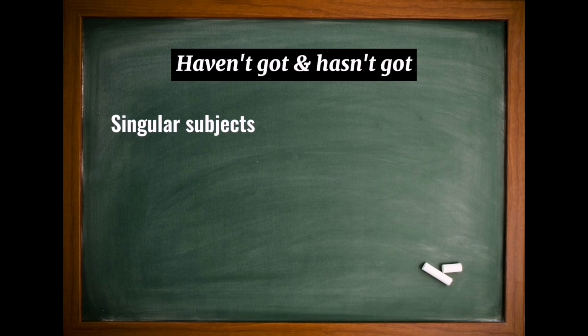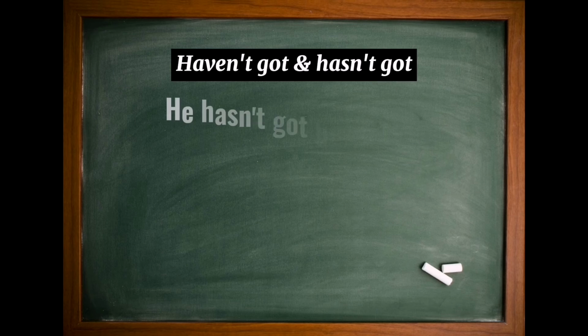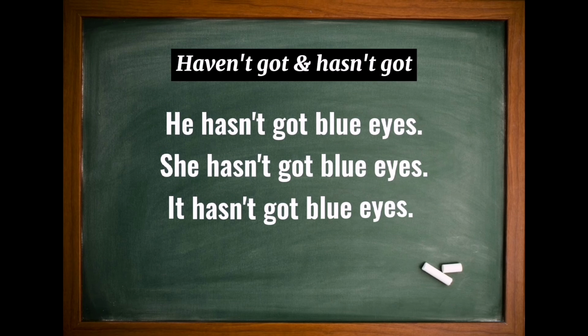For singular subject, we have to use hasn't got. Now, let's see all the examples for singular subjects. He hasn't got blue eyes. She hasn't got blue eyes. It hasn't got blue eyes.